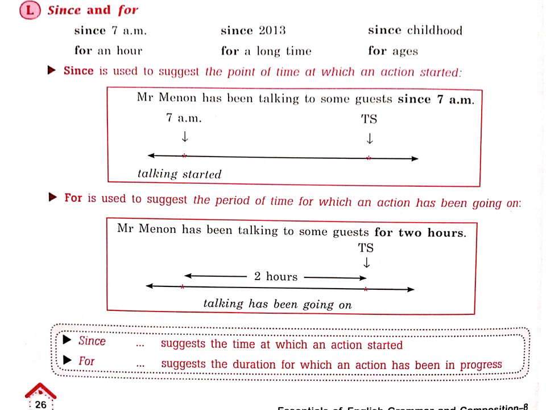When you talk about a certain time, that's since. When you talk about an uncertain time, that's for. Since suggests the time at which an action started. For suggests the duration for which an action has been in progress. So remember this, you need to practice with children. Let's go ahead.